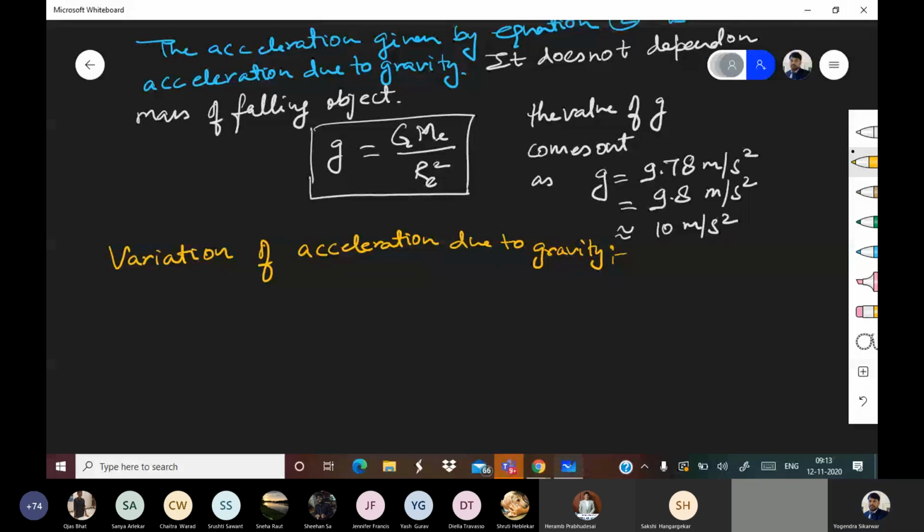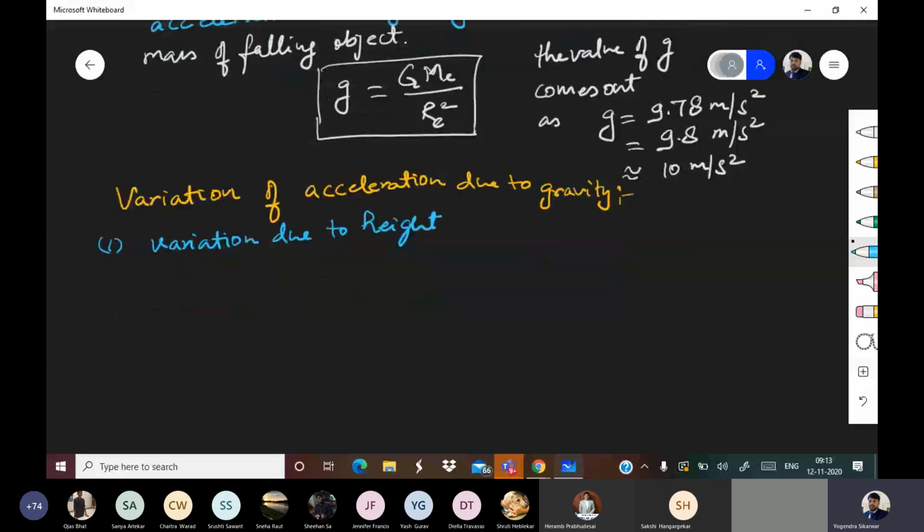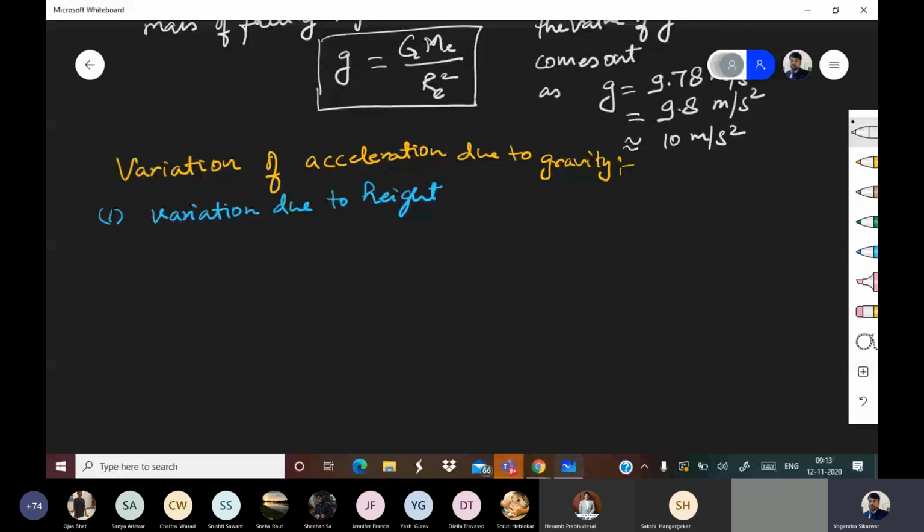Number one, variation due to height. So how g will vary if we go to height? All right. So let us talk about that. So suppose again this is our earth, and we want to know how or what will be the value of g at some height h above the earth's surface.